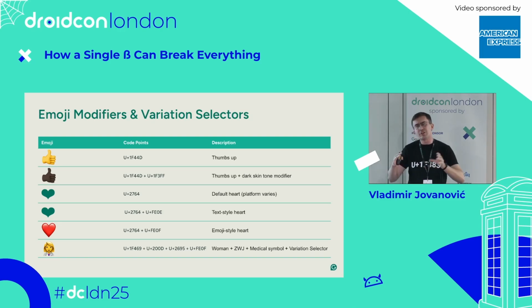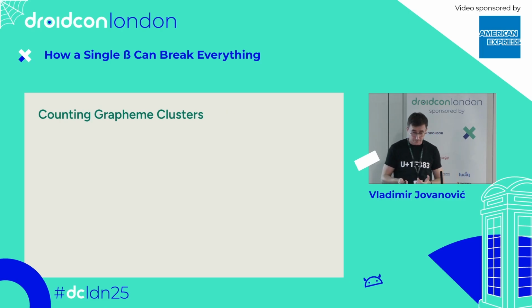These selectors don't change the meaning of the character, only its appearance, but they are real code points that affect length and emoji composition. So when you are slicing strings, validating username length, or generating initials, watch out for modifiers and variation selectors. They are invisible, but they count.